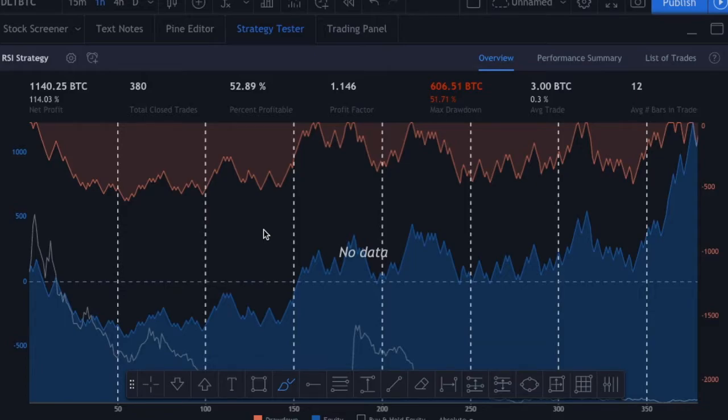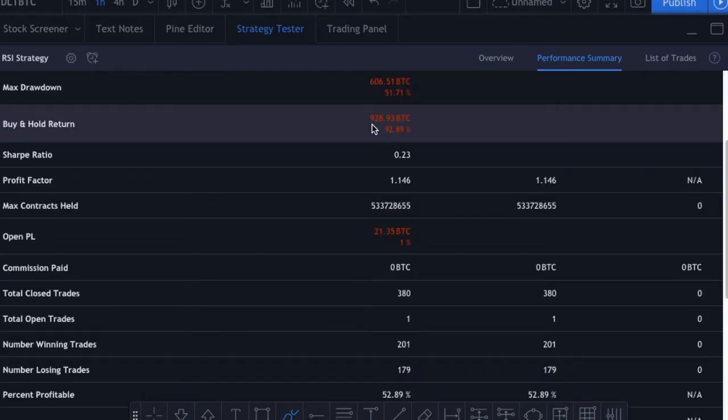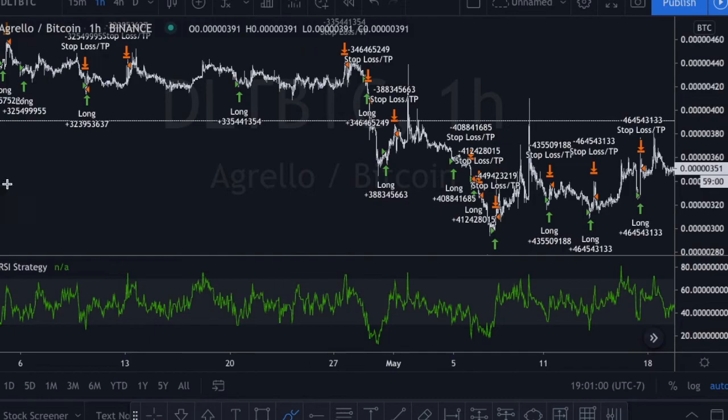But the beauty of this chart is, let's actually go into performance summary right now. Buy and hold return, you're down 92.89%. What that means is that if DLT ever turns around, if DLT starts to go up even a little bit, this strategy is going to blow up right with it. So I'm not saying buy and hold DLT. I'm not saying just buy DLT and let's hope it goes up. No, that's not what we're doing. Remember, hope is never a strategy.